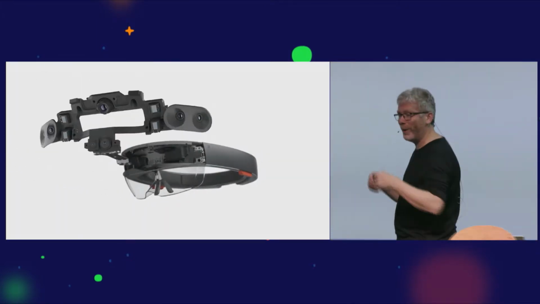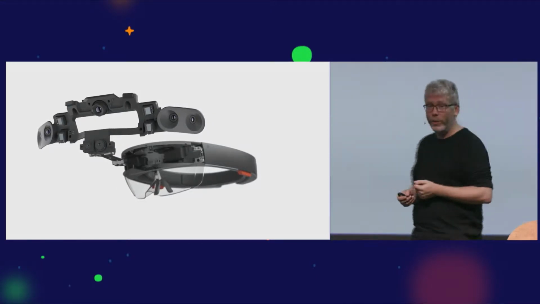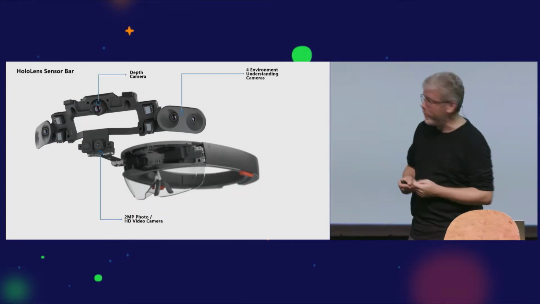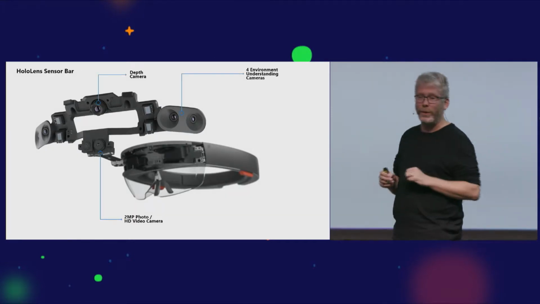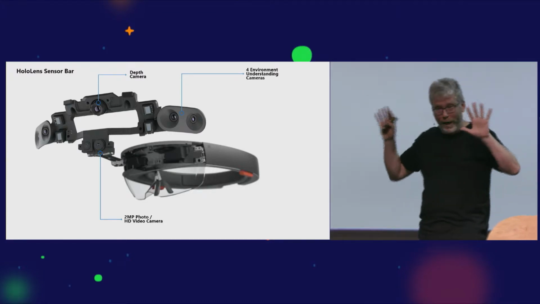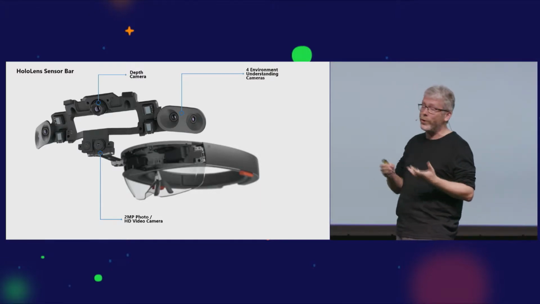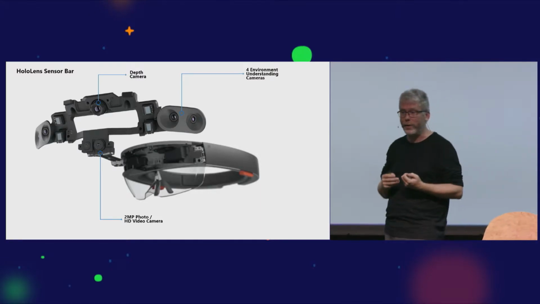Okay, so let me now open up HoloLens and show you a little bit what's inside. Just to make this possible, we need a whole number of sensors. We have these four environment cameras, which are used to see what happens in the environment. This is where we use visual odometry, or inertial visual odometry, by combining it with inertial sensors.